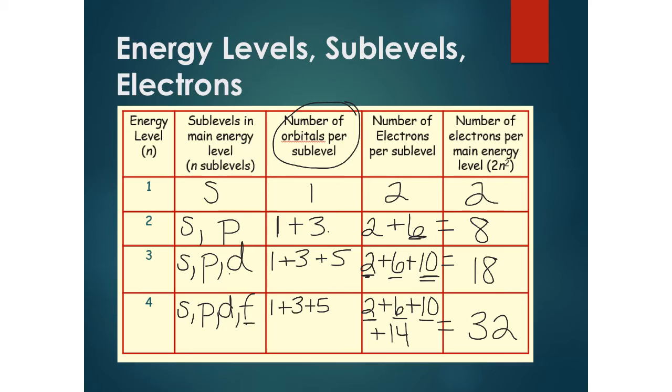F has 7 orbitals. Each orbital can hold 2 electrons. That's how we get the total of 14. So yesterday when we looked at their shapes, S was just a sphere, doesn't have a whole lot of space. F had a whole bunch of different orbitals. That's why it can hold the 14 electrons. So each orbital can hold 2 electrons.